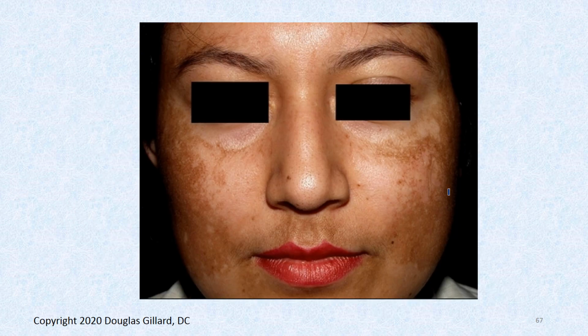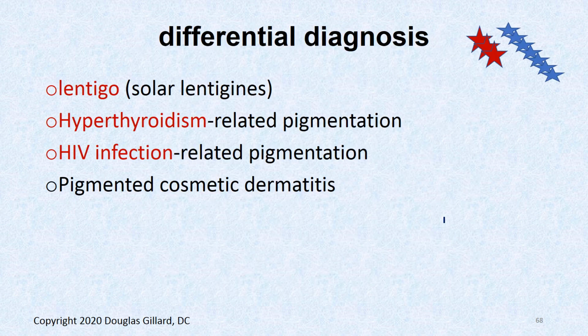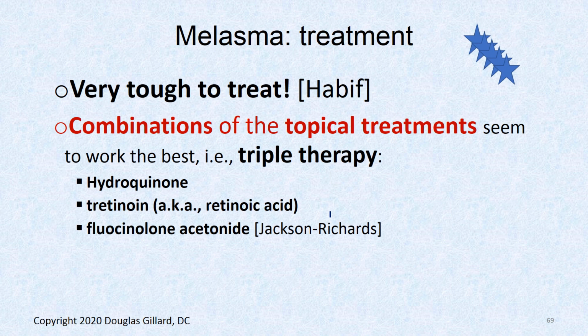Another example. It looks like she had something removed right there, right? See that scar right there? Hispanic. The differential diagnosis has got to be lentigo. Hyperthyroidism can bring on skin lesions and hyperpigmentation of the skin as well sometimes. HIV infection can bring on lesions. We actually looked at some already. And pigmented cosmetic dermatitis, where you're constantly being allergic to your cosmetics, causes it. Really tough to treat this one.